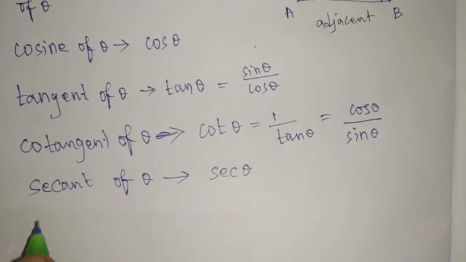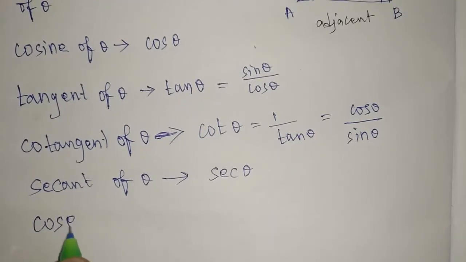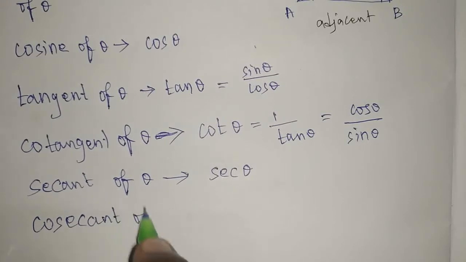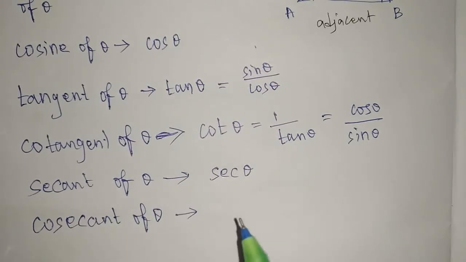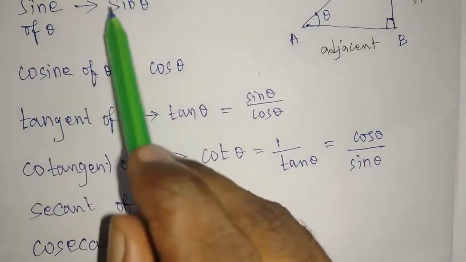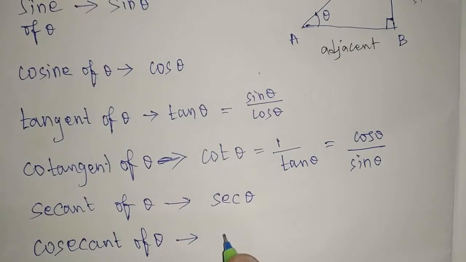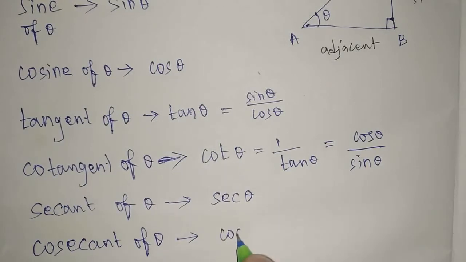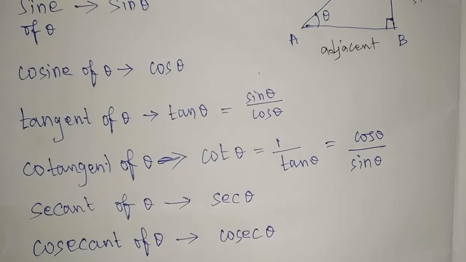And next, cosecant of theta. This is also useful for finding height, the opposite side, what we use sin theta for, because it is the reciprocal of sin theta. We write it in short form, but when reading you say cosecant theta. Likewise you have to read it. Now this is the sixth function we are going to use here.